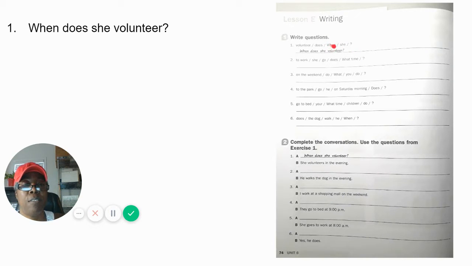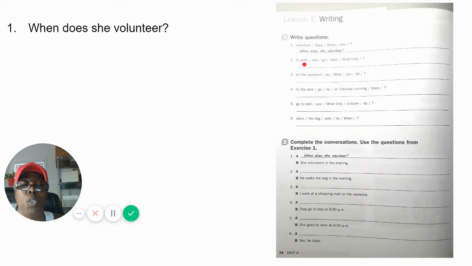So what's the first word in our sentence? When. And how do we know? Because we have a capital letter right here. Okay, so when does she volunteer? Question mark. When does she volunteer? Okay, so that's number one. When does she volunteer? Let's look at number two.